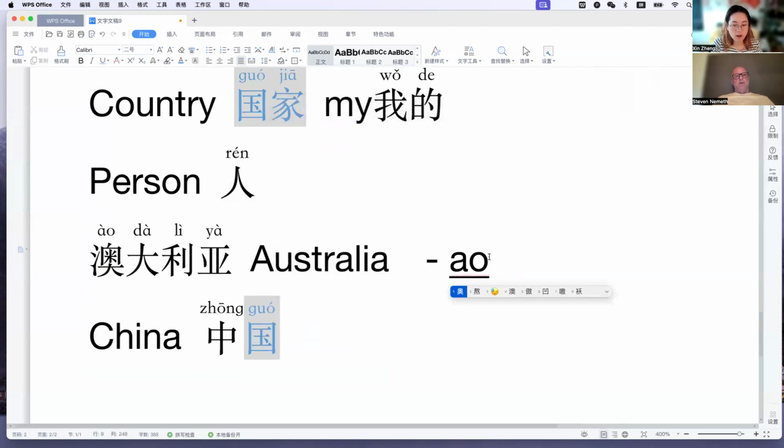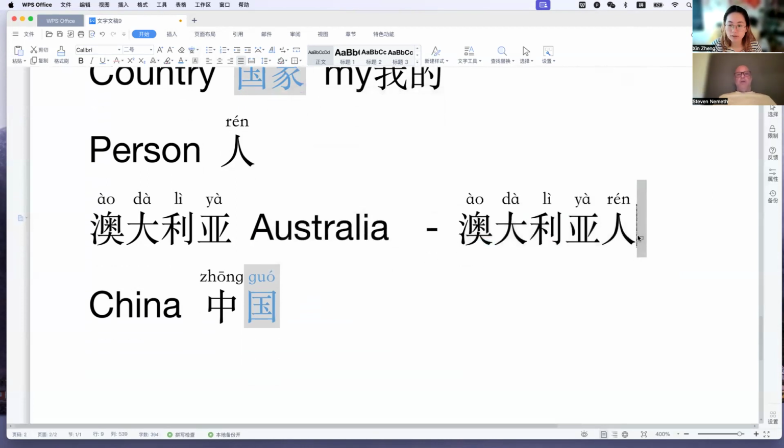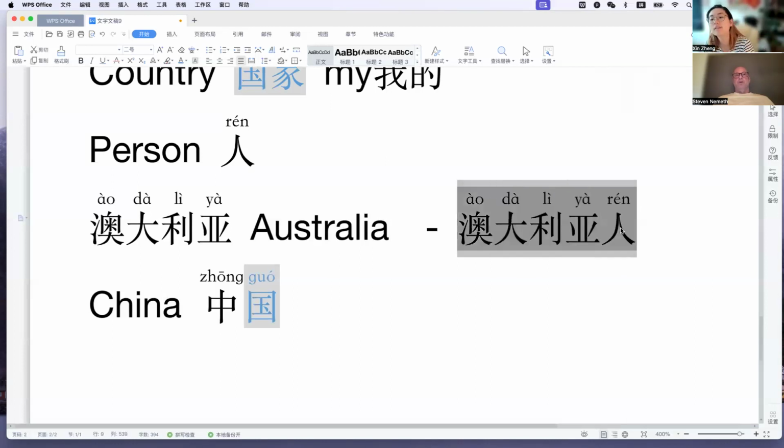Together with this one, 澳大利亚人. Perfect. 人. Ren. It's from down to up. Ren. It's perfect. 澳大利亚人. Lower at the beginning of your voice. Ren. Perfect. 澳大利亚人. Okay, how?